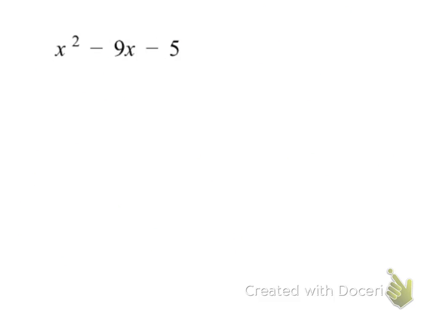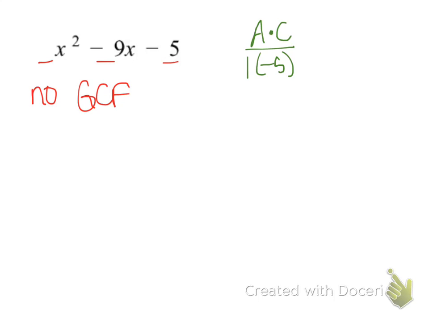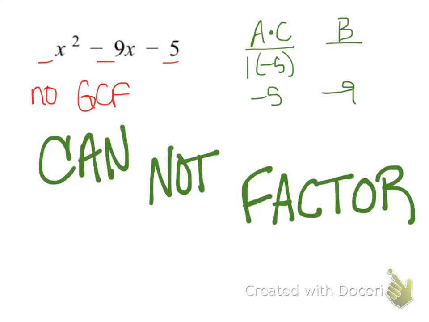Moving on to the next one. x squared minus 9x minus 5. And so there's no GCF. And so now we're going to look at our a times c. Well, my a times c is 1 times negative 5, and my b is negative 9. Well, the only thing that can multiply together to give me 5, or negative 5, is going to be a 1 and a 5. And I can't add those together to give me negative 9. So this one cannot factor.